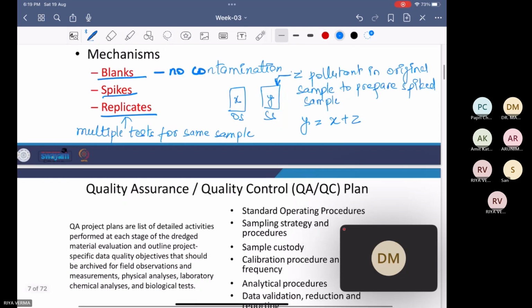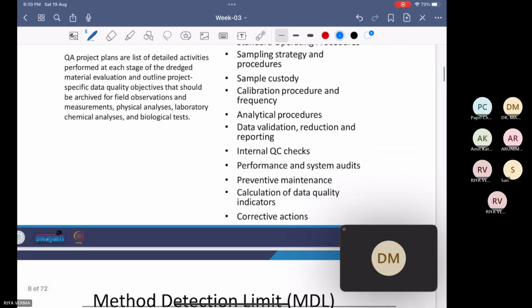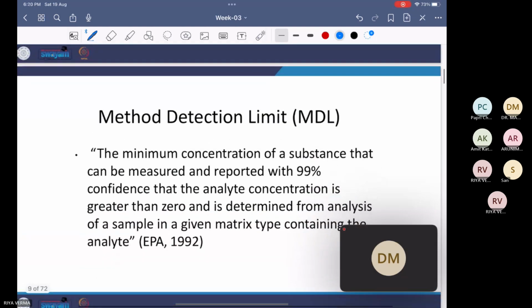Now, this I think you guys can read on your own. Now, coming towards the method detection limit. What is method detection limit? It is the minimum concentration of a substance that can be measured and reported with 99% confidence that the analyte concentration is greater than zero. And it is determined from analysis of a sample in a given matrix type containing the analyte.